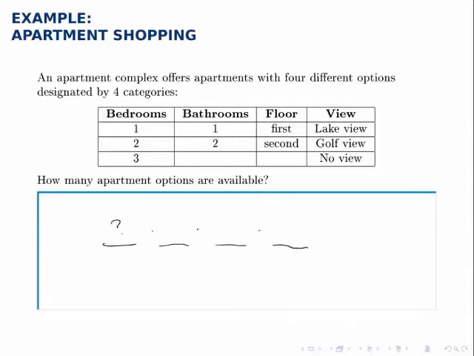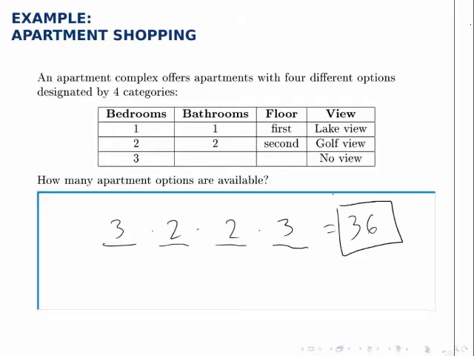So there are 3 ways to choose how many bedrooms to have, 2 ways to choose how many bathrooms to have, 2 floors to choose from, and 3 views to choose from. So multiplying all these together, we get 36 total options for what kind of apartment you could select.